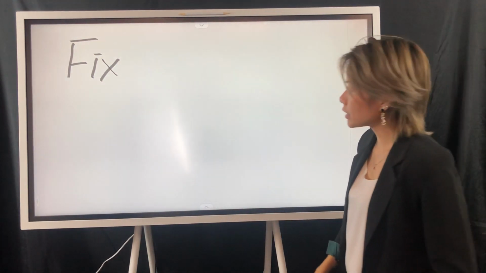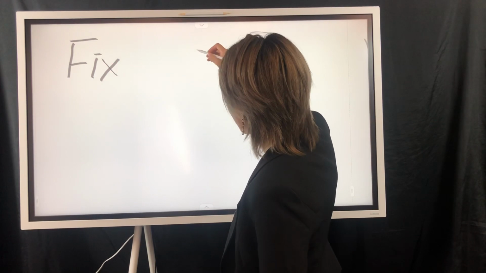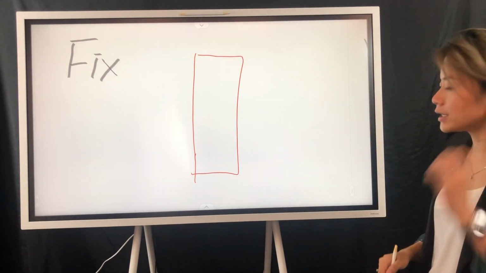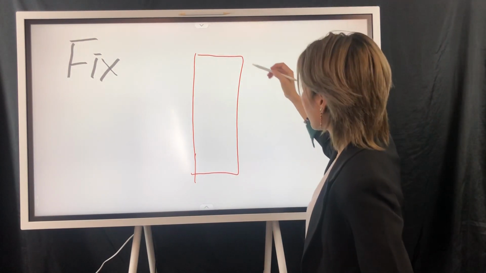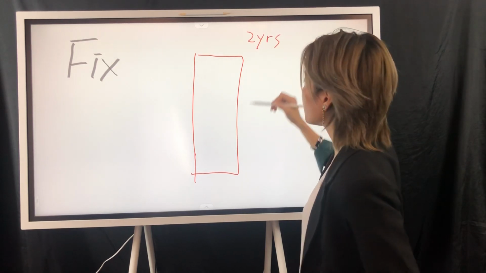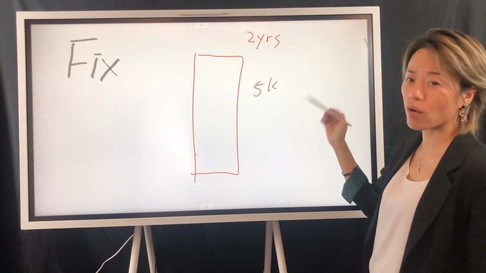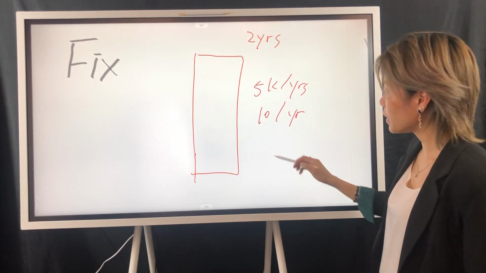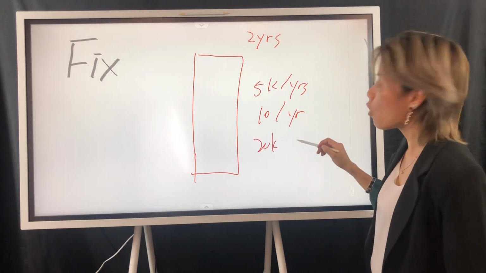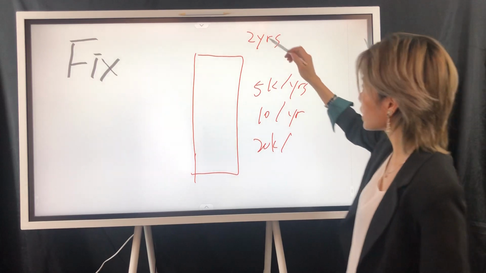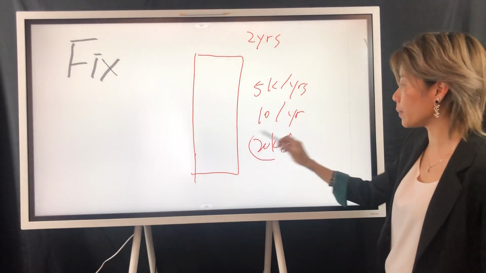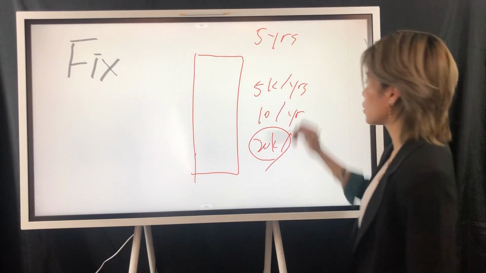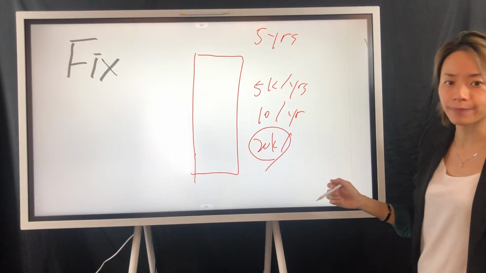The other one is with fixed term. It doesn't have an offset account, but it allows you to make extra repayments. Different lenders have different policies. Let's say we fix for 2 years. Some of them let you pay 5 grand extra per year. Some is 10 grand extra per year. Some is 20 grand extra per fixed term. Per fixed term means if you fix for 2 years, within 2 years you can only pay 20 grand extra. If you fix for 5 years, within these 5 years, you can only pay extra 20,000. So does that make sense?